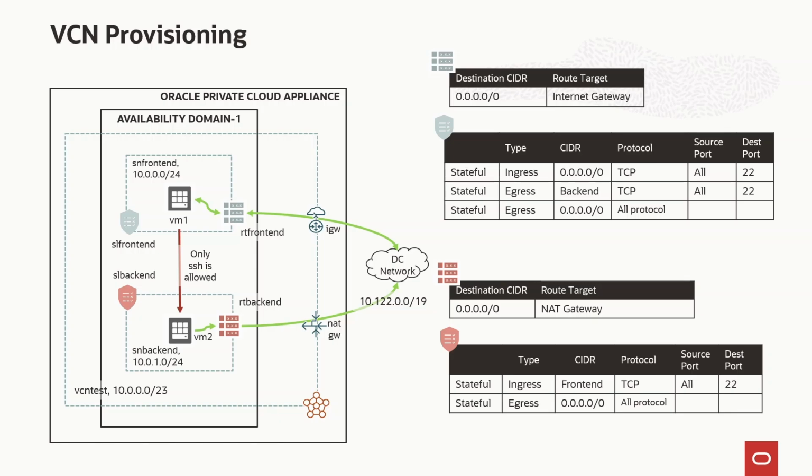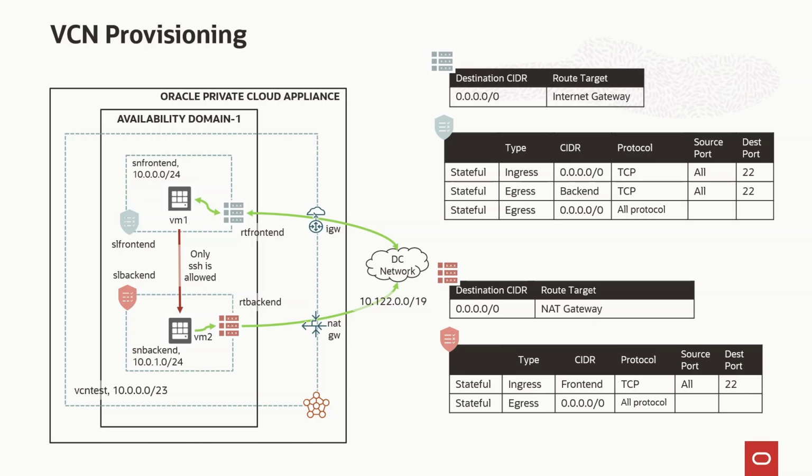your on-prem network. In this video, I will demonstrate how to create a virtual cloud network on Oracle Private Cloud Appliance, which is the first step in provisioning cloud infrastructure. Let me show you the cloud resources we will provision in this video.